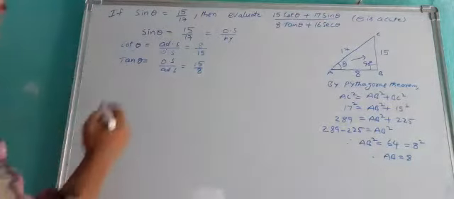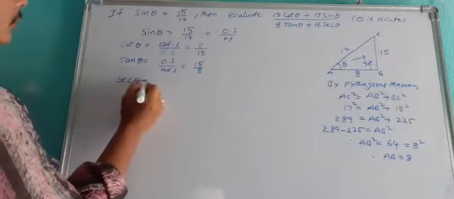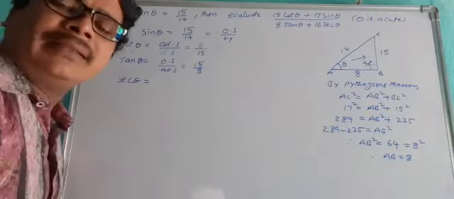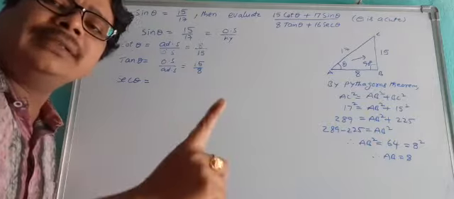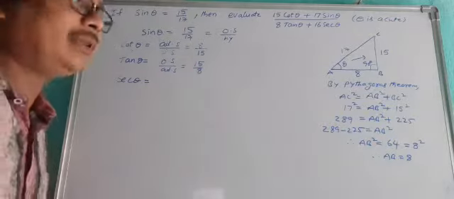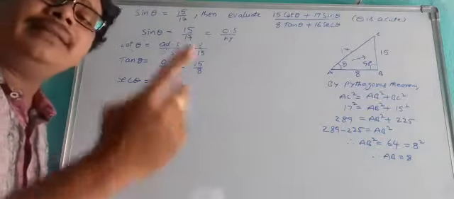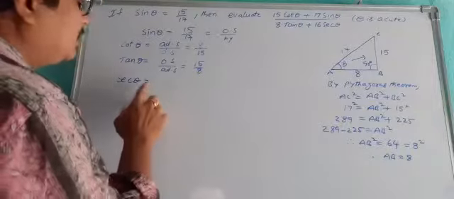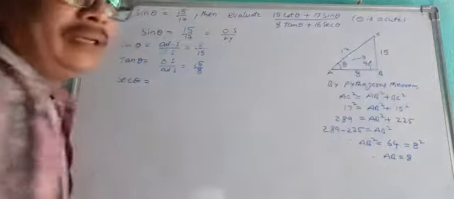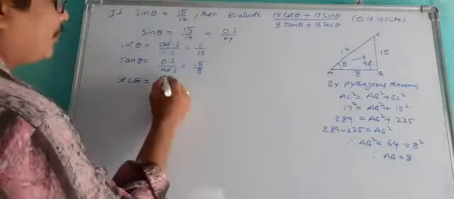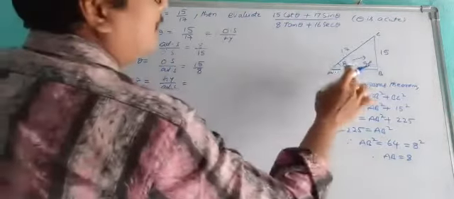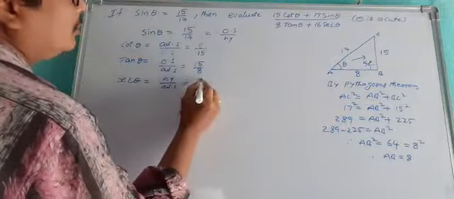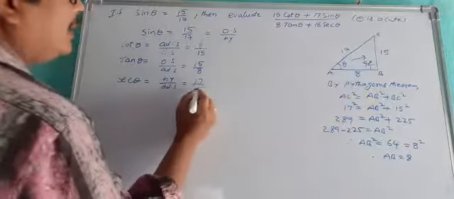Now secant theta. Secant theta means the reciprocal ratio of cos theta. Cos means adjacent side by hypotenuse. Secant means hypotenuse by adjacent side. Here hypotenuse equal to 17 by adjacent side 8.